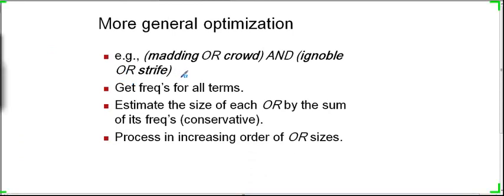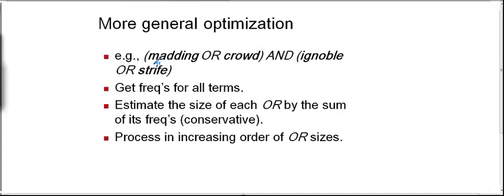Now, what do we do if our query is more general? For example, let's take this query, which is the AND of two OR terms: madding or crowd, and ignoble or strife. So how do we process this kind of query where we also have an OR term?